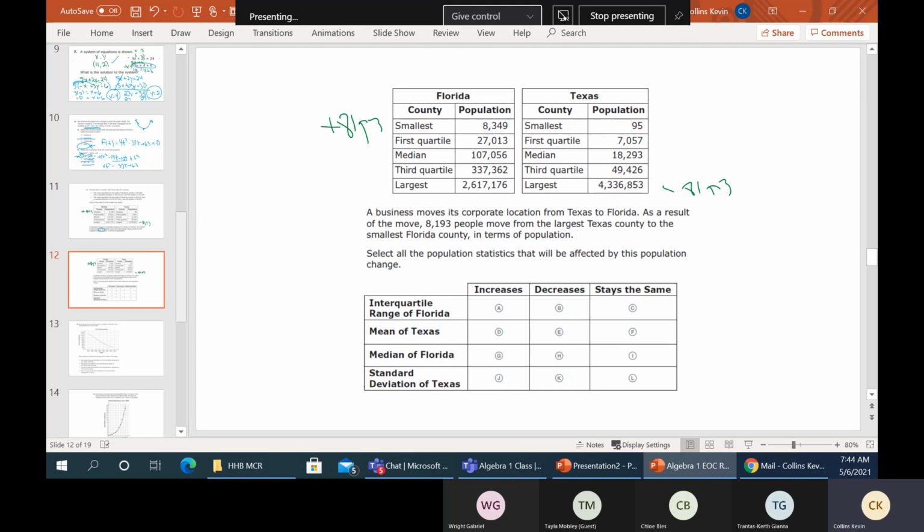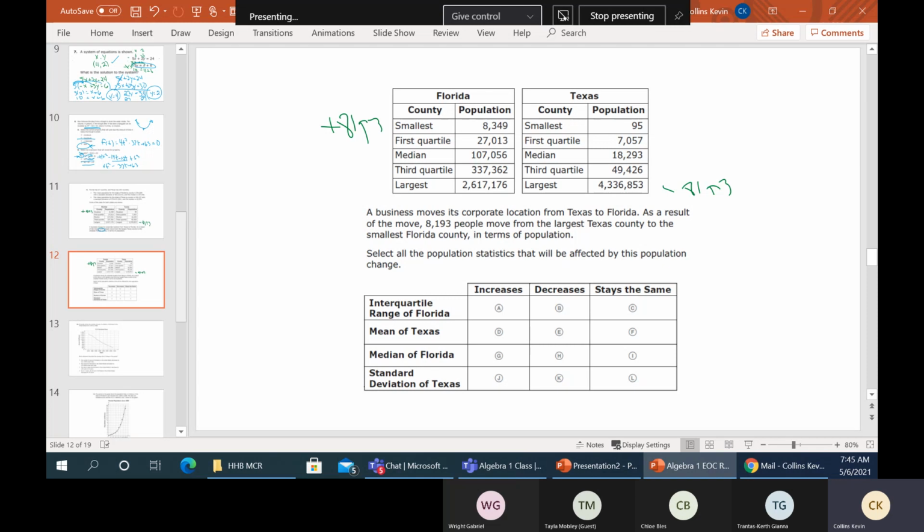Okay, so it says, as a result of the move, select the population statistics that will be affected by this population change. Okay. So the median in Texas. Okay. So that's the guy in the middle. So this all came off of the largest county. It's still the largest county, so the order of these guys is not going to change, right? So for that one, I would say the median, actually in Florida as well, that's still going to probably be the smallest county. Well, we don't know that for sure. So there's a lot of different things that can go on here.